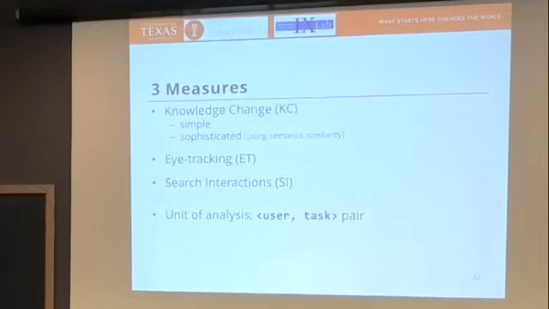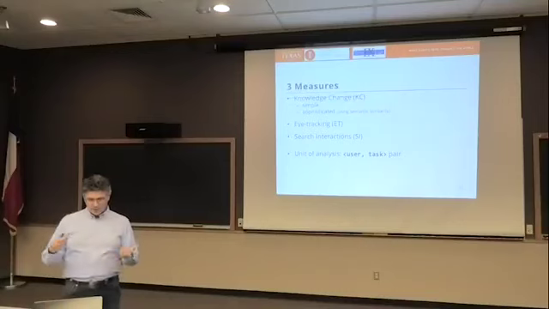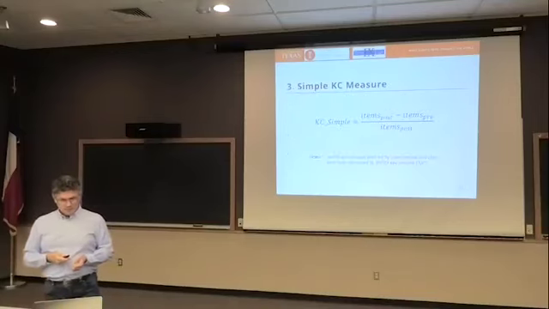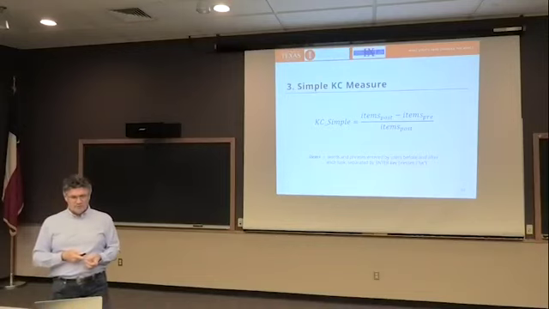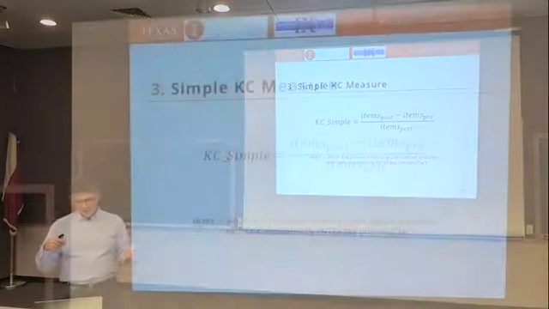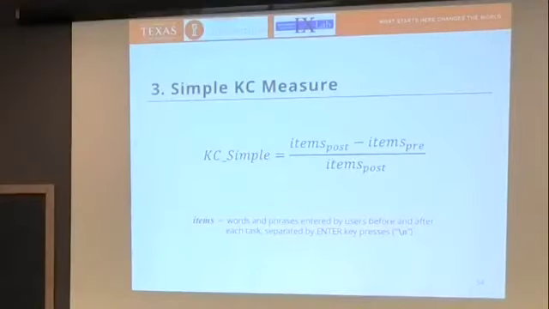So we had knowledge change as a measure, and I will explain some of the specific measures that we have used. Eye tracking measures and search interaction, that is the web pages they open and so on. And our unit of analysis was user and task. So one simple measure of knowledge change was the number of keywords they entered after compared with what they entered previously, and it was a relative measure. So what was the ratio of change of keywords that they entered, essentially.